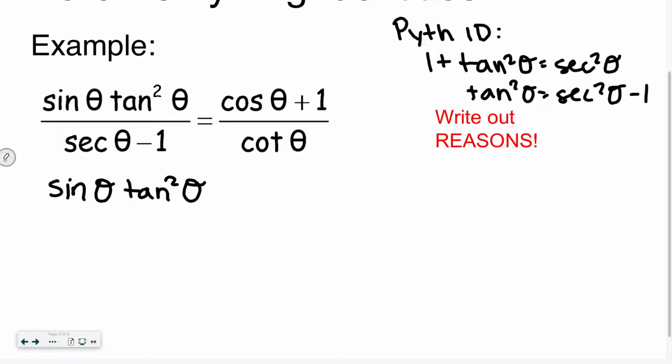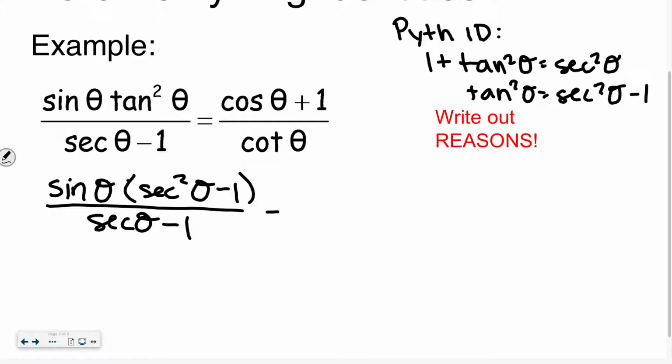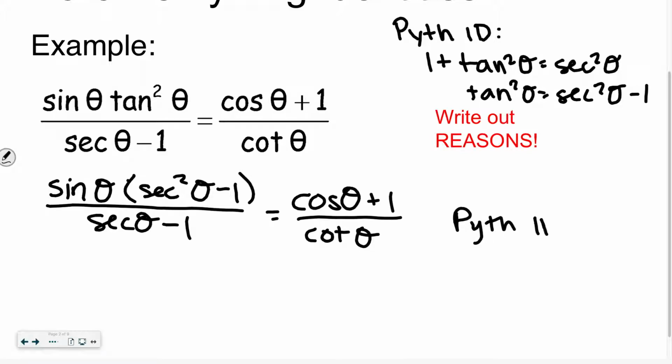Oh, got a substitute. This is times secant squared theta minus 1 all over secant theta minus 1 equals cosine theta plus 1 over cotangent. Pythagorean identity.